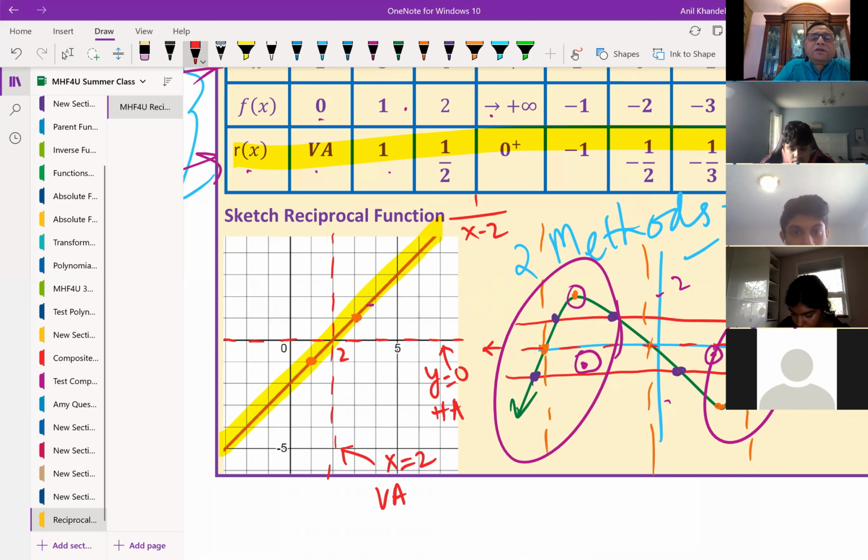Now, since I have the vertical and the horizontal asymptote, I have to only sketch the reciprocal function. What will I do? Very simple. I may find the y-intercept. The y-intercept is 2, and the reciprocal of 2 is half. You see that? So I have my y-intercept also.